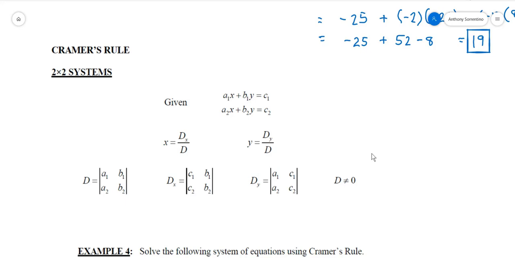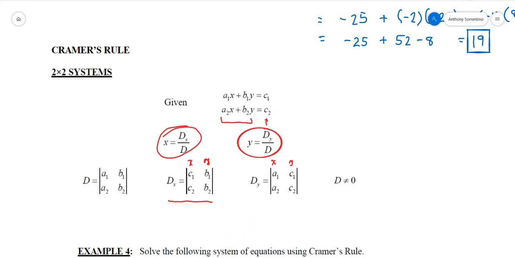Dx is me taking this coefficient matrix, replacing the x column with the result column. So the c's are being put over where the a's were, or my x column was. Remember, this is my x column. Typically, this is my y column. And I'm replacing the x column with the right-hand side. And in Dy, I'm doing the similar thing, so now I'm replacing the y column with the right-hand side. And if I find these determinants, and then do these ratios that are being defined up here, then I would be able to find a solution to the system of equations.